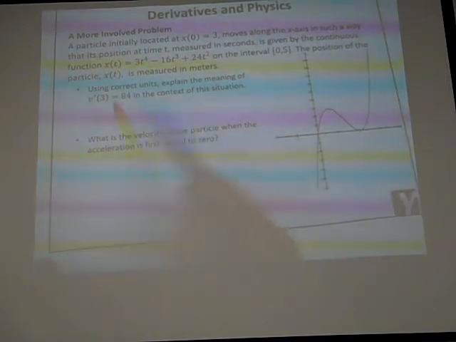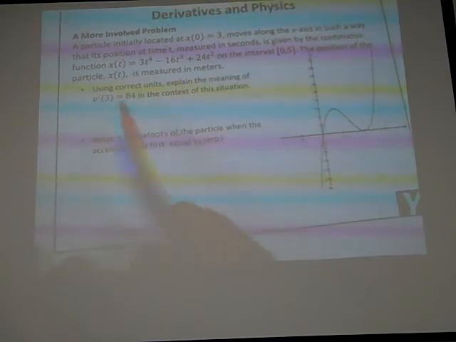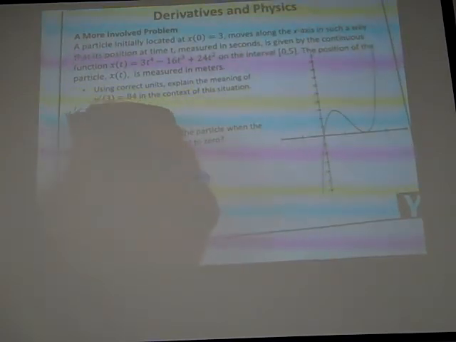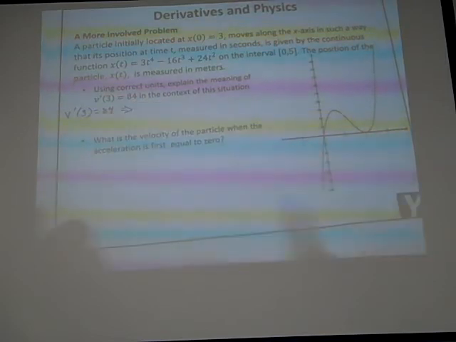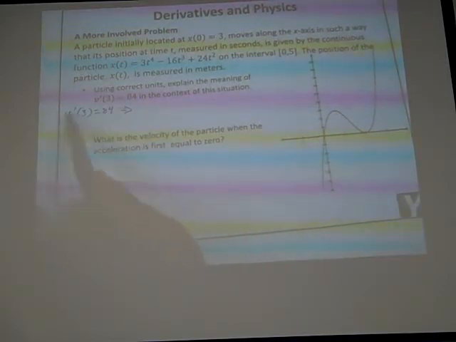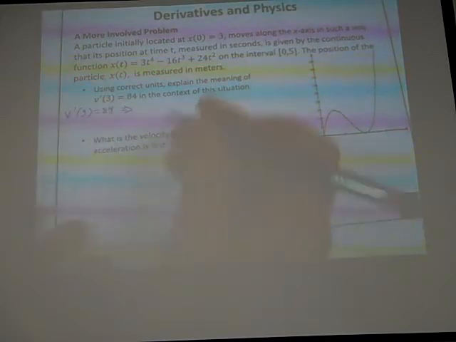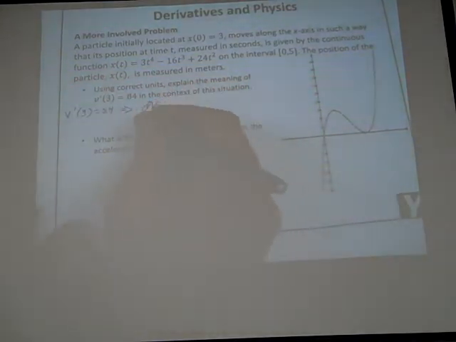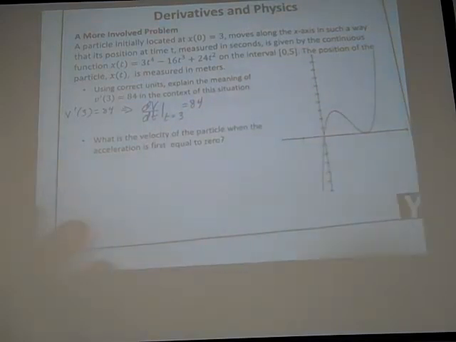Using correct units, explain the meaning of v prime of 3 equals 84. Well, this used to be my favorite notation, but now I've decided that when I want to do an interpretation question, v prime of 3 equals 84, I normally change that to dv dt, because we're looking at how velocity changes over time at t equals 3 is equal to 84.